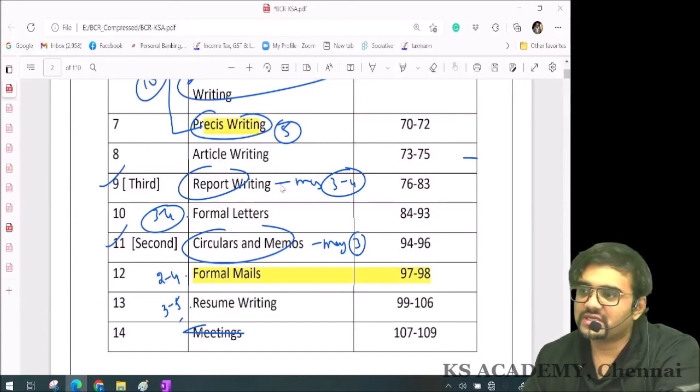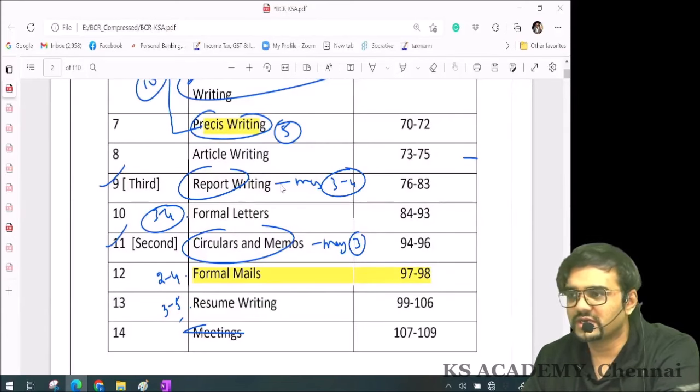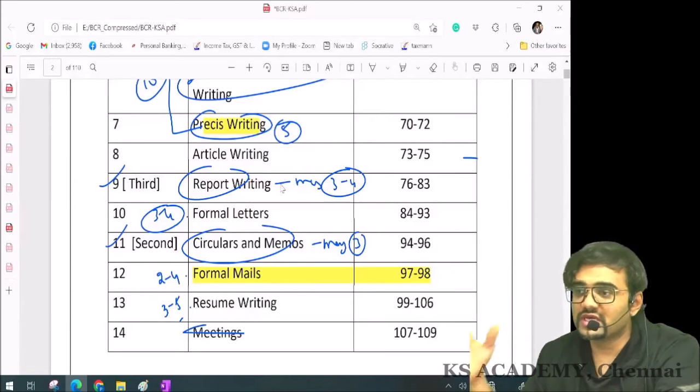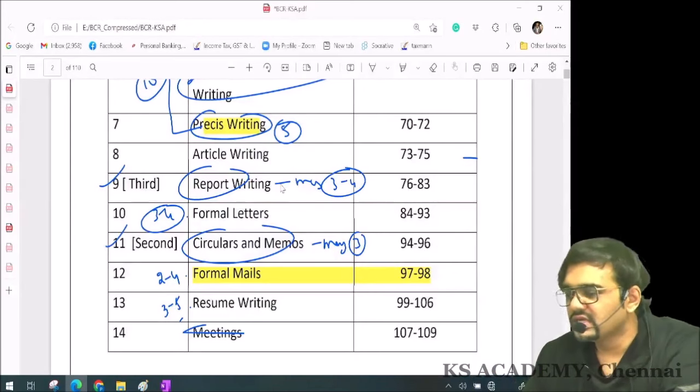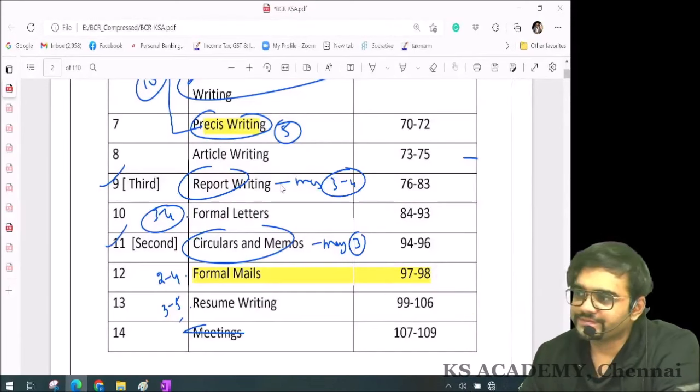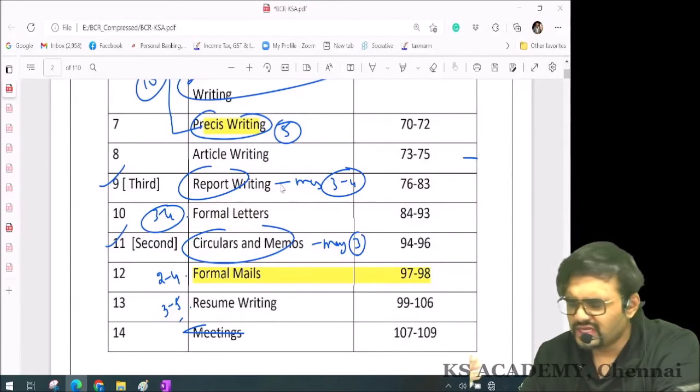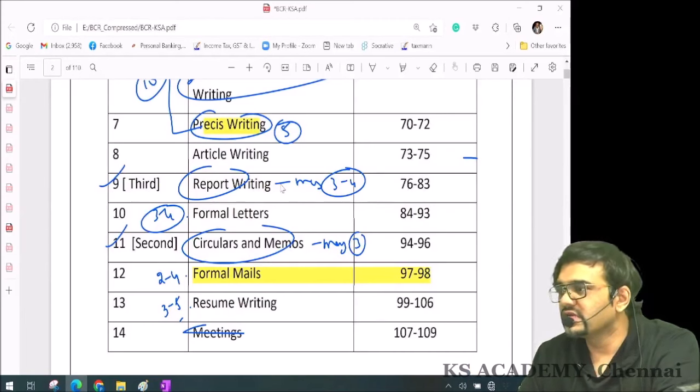So we should be smart while writing. Simply because everything is there, we cannot write. If the other 5 marks you really know, then you can easily write the article also, minimum 2 you will get. If there is a resume in one question and if there is an article in one question, it is a no-brainer. No need to think what to write.